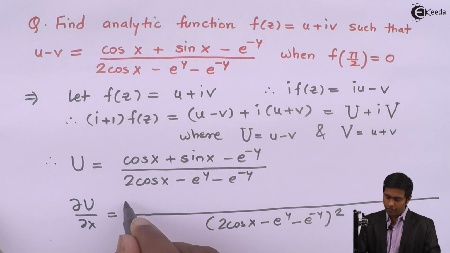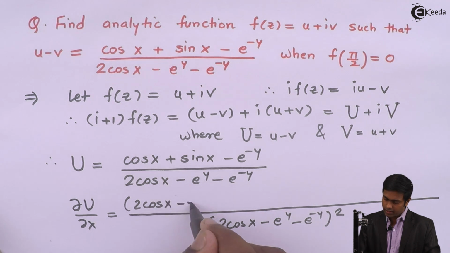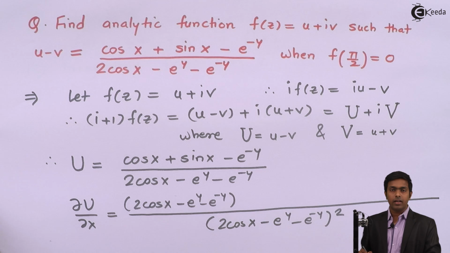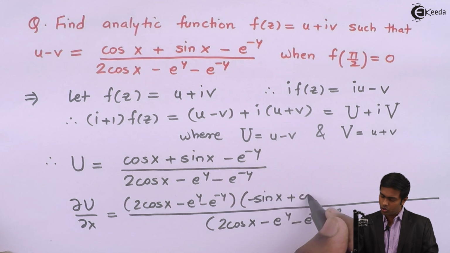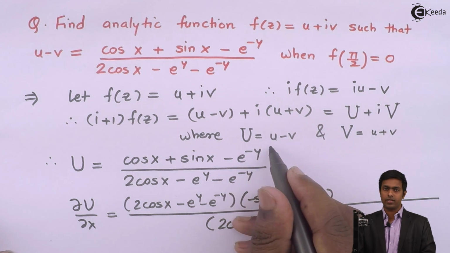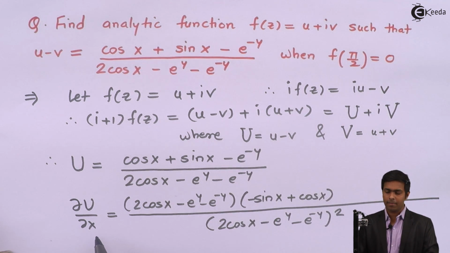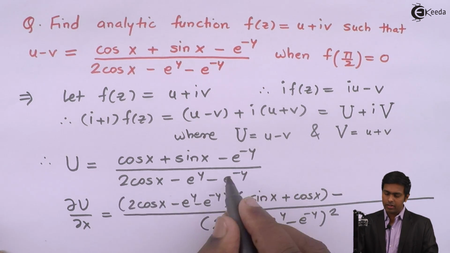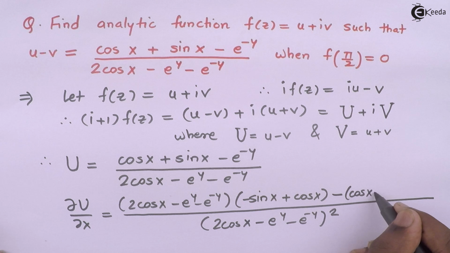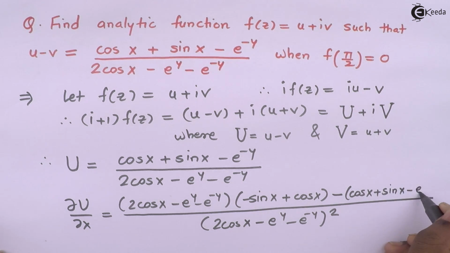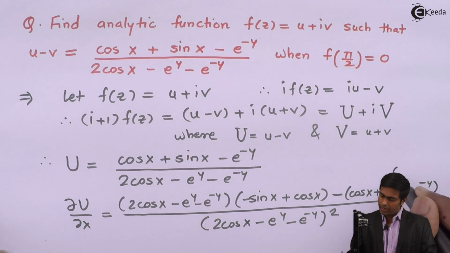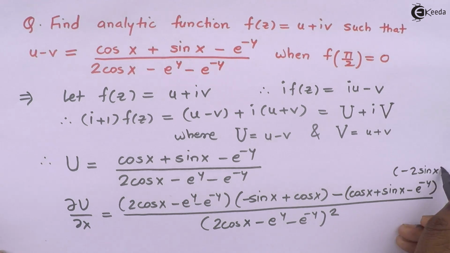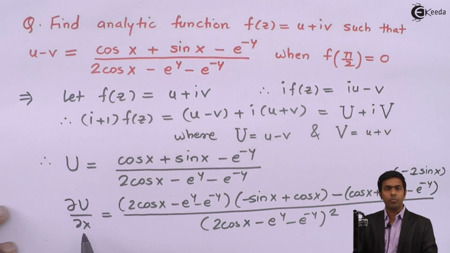Here we will get v, that is 2 cos x minus e^y minus e^(-y) into derivative of this numerator. So derivative of sin x is cos x and derivative of cos x is minus sin x. So minus sin x plus cos x, derivative of e^(-y) is 0 since I am differentiating with respect to x. Next middle sign negative, this (cos x plus sin x minus e^(-y)) as it is, and the derivative of this denominator is minus 2 sin x. So we got the value of ∂U/∂x.